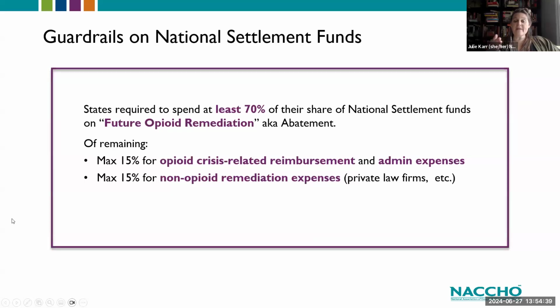So one of the protections on that is that at least 70% of those national settlements had to be spent on future opioid remediation. Again, that's those forward-looking amounts. Of that, so that remaining 30% that's there, that can be used for opioid-related reimbursement, administrative expenses, again, that backward-looking amount. And then 15% of that could be used for non-opioid remediation expenses. So that would be kind of the administrative costs related to that part of it. So private law firms, et cetera. So 70% of this has to go towards future remediation. And that's important for y'all because you were a part of that future remediation.